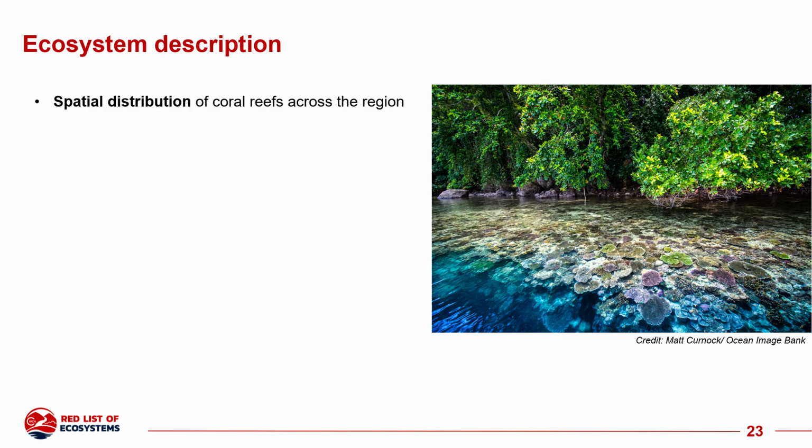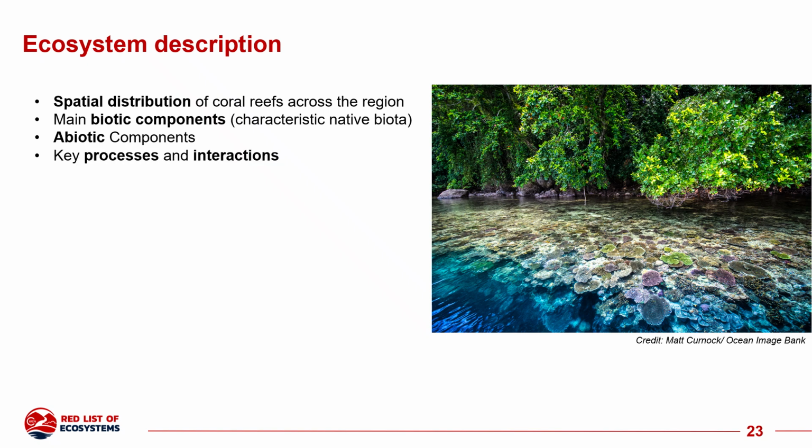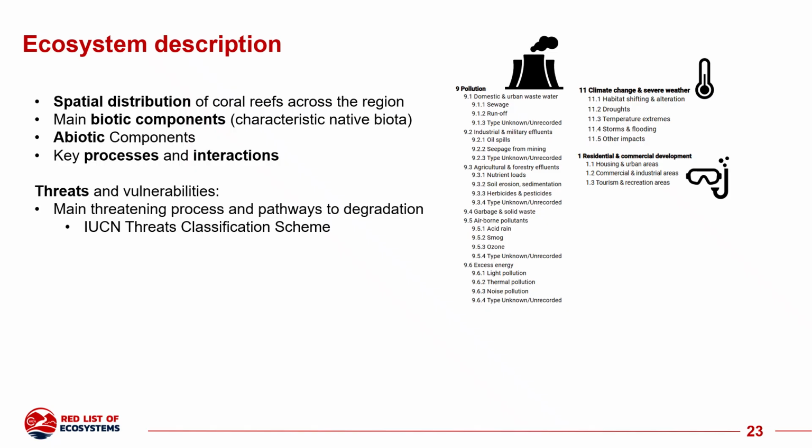The ecosystem description should cover the following elements: the distribution of coral reefs across the region, the characteristic native biota, including dominant and functionally important taxa such as hard corals, the abiotic environment, such as depth, water temperature or substrate type, and the key ecological processes and interactions within and between the biotic and abiotic components. Once this is complete, a description of the main threats and how they are affecting the reefs across the region will be required using the IUCN threat classification scheme.